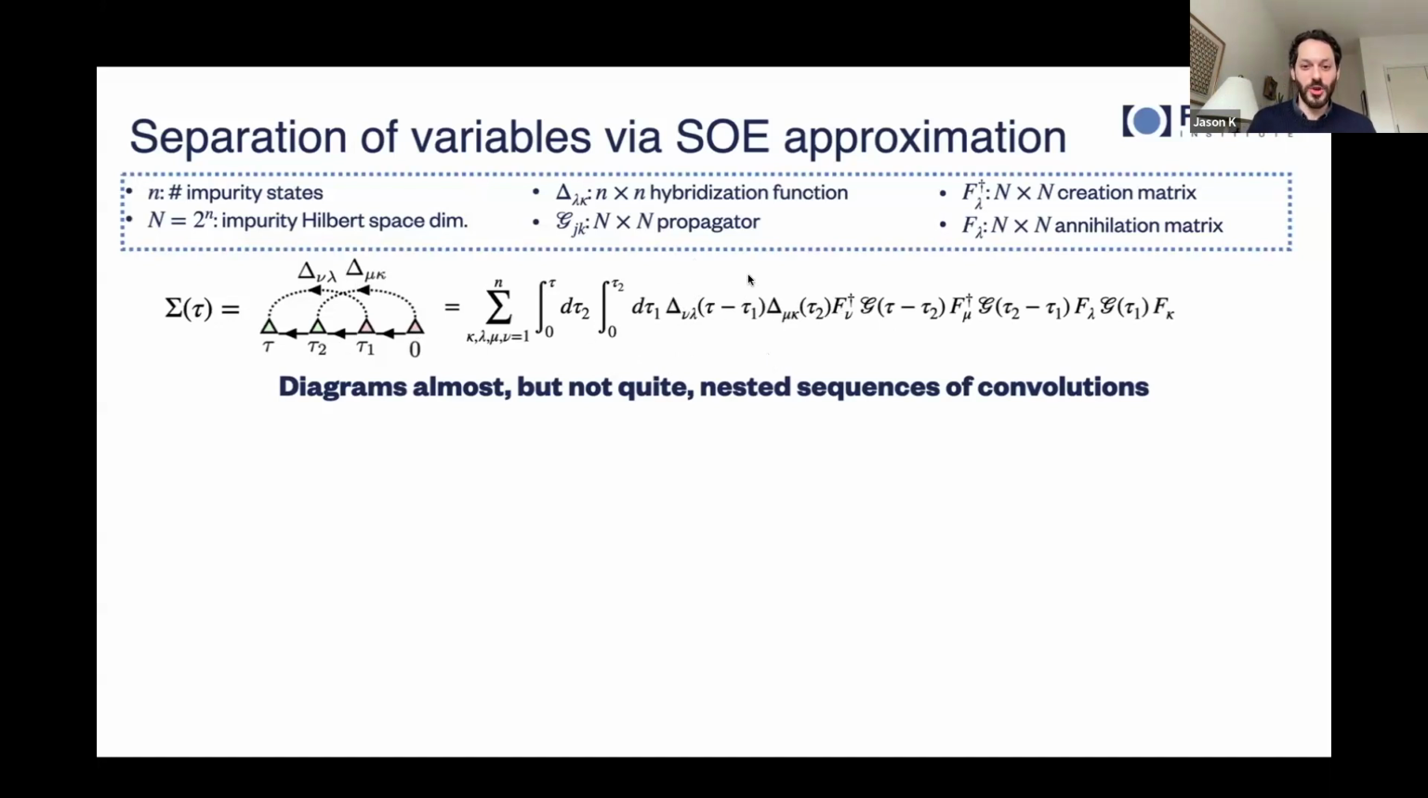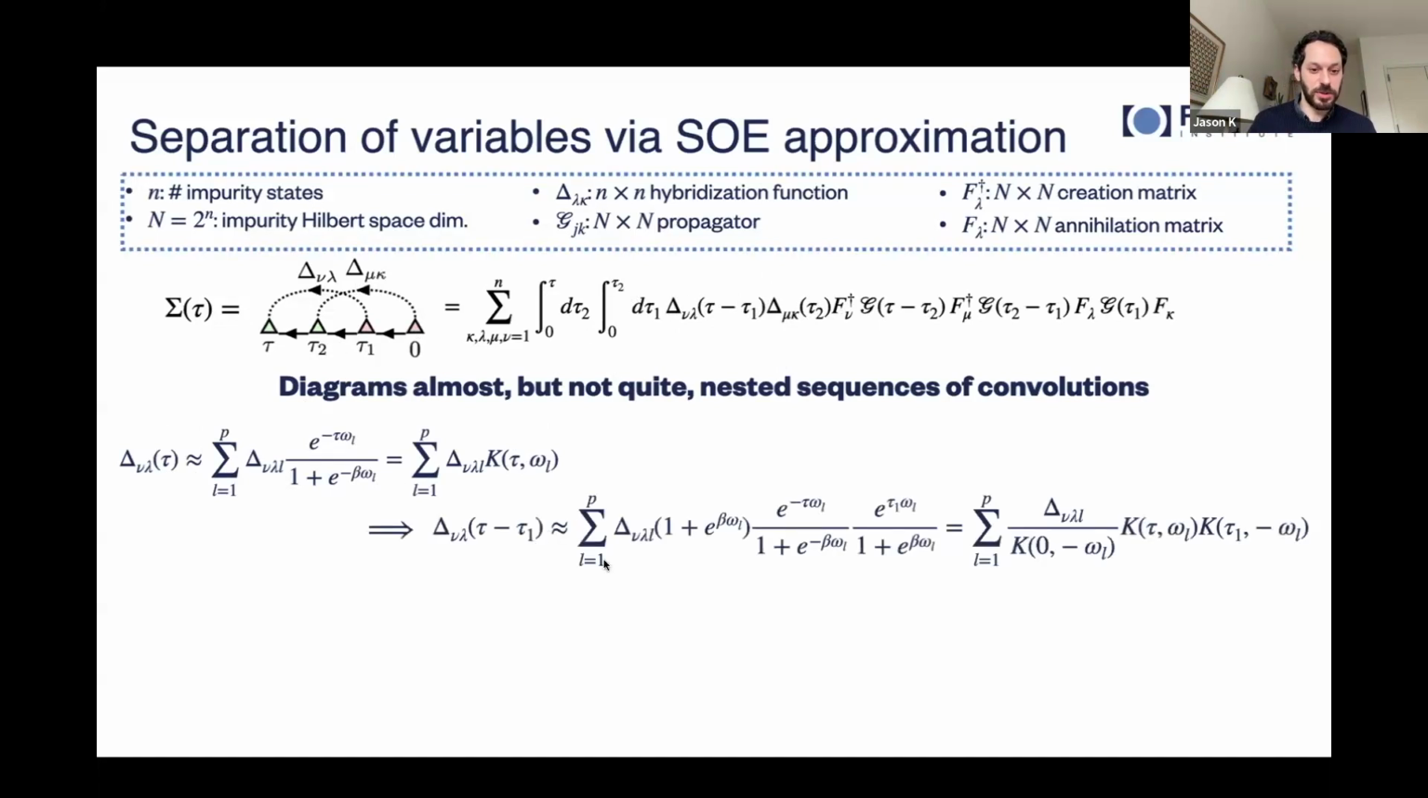So of course we have this annoying hybridization here. This is really a double integral, not two convolutions. But what can we do about it? Well, we plug in our sum of exponentials expansion. So we have this.